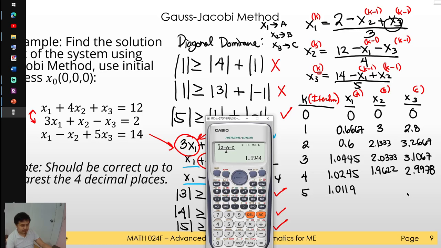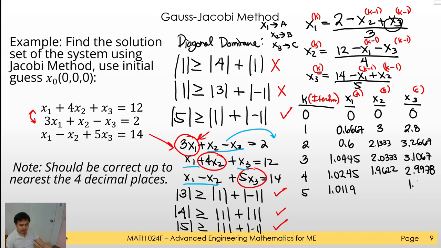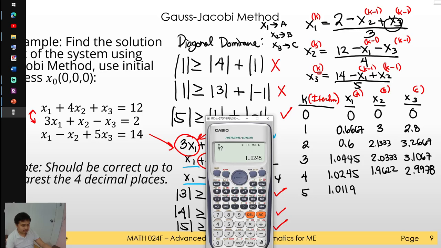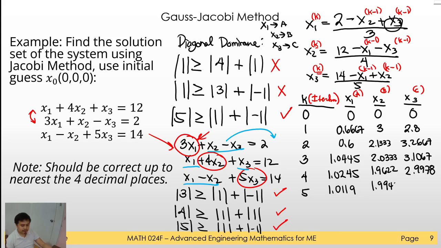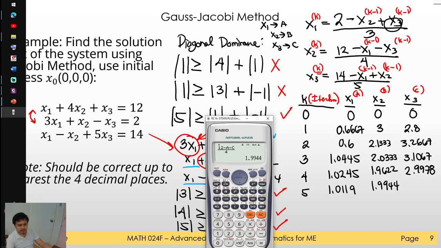Okay, 1.9944. And then I got this one, no? I utilized the different formula pala. So I should input this to x2 pala, no? x2 is 1.9944. Oh, it's going to diverge. It seems diverging, you know?